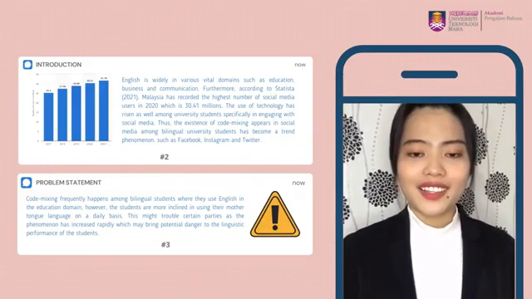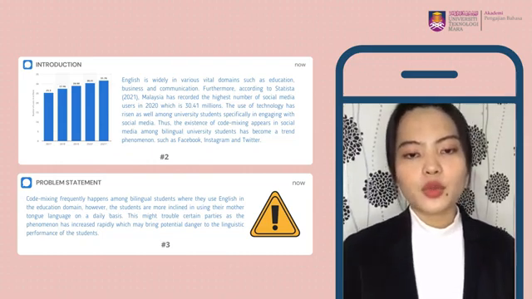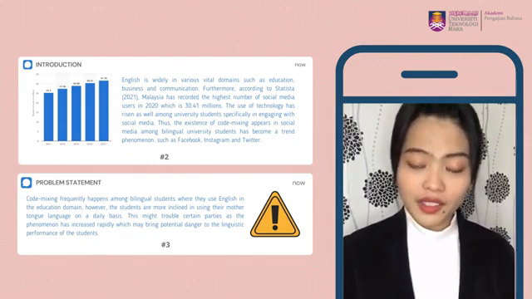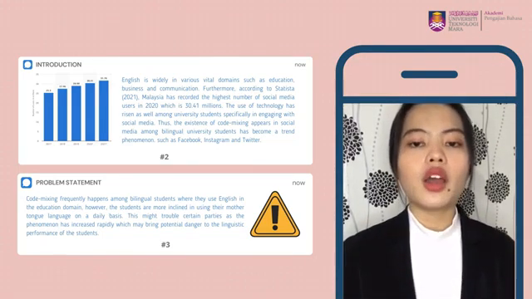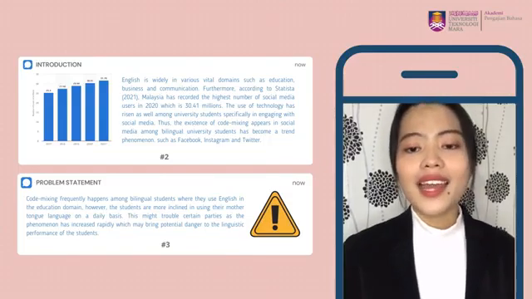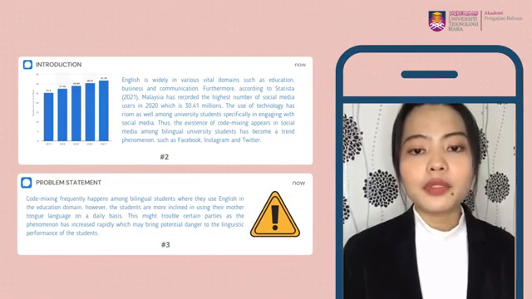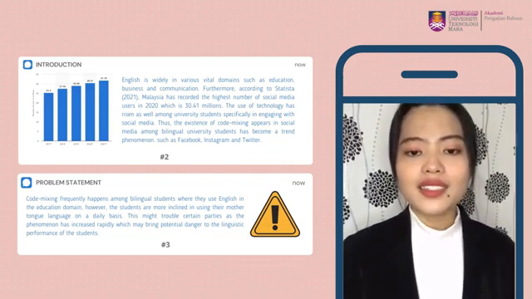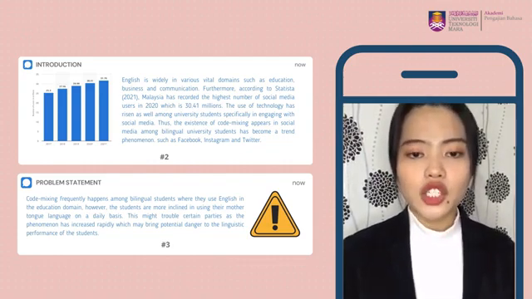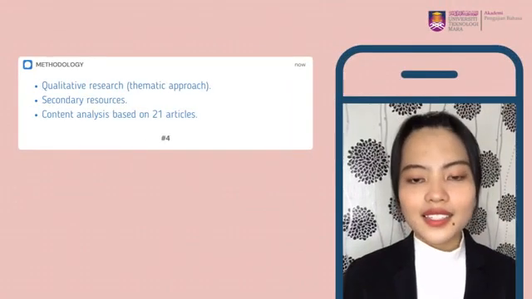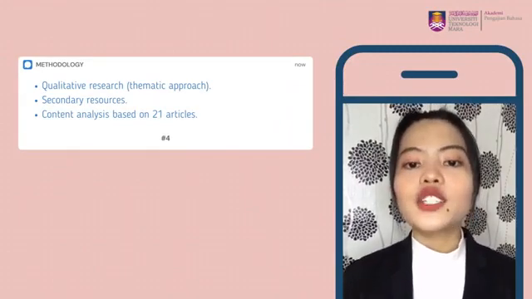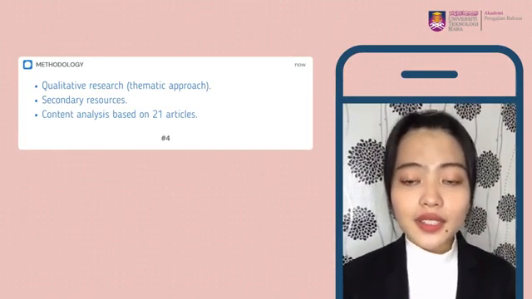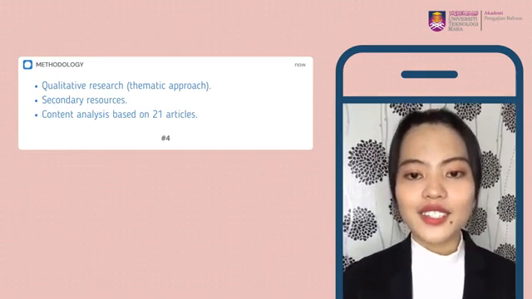Why does code mixing happen? Code mixing frequently happens among bilingual students where they use English in the education domain. However, the students are more inclined to use their mother tongue on a daily basis. This phenomenon has increased rapidly, which may bring potential danger to the linguistic performance of the students, specifically in the education field. This study is conducted in qualitative research, where it applies thematic analysis, and 21 journal articles are utilized as secondary resources in analyzing this research.